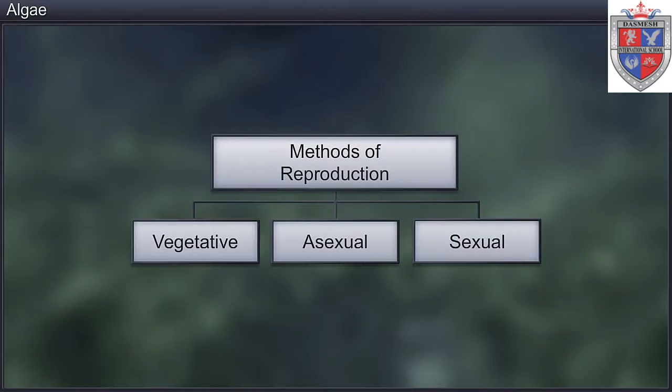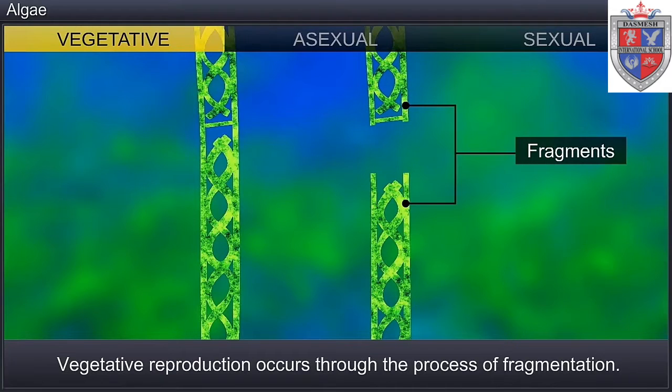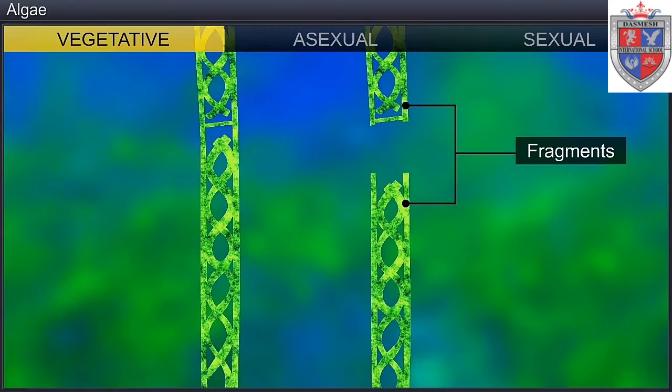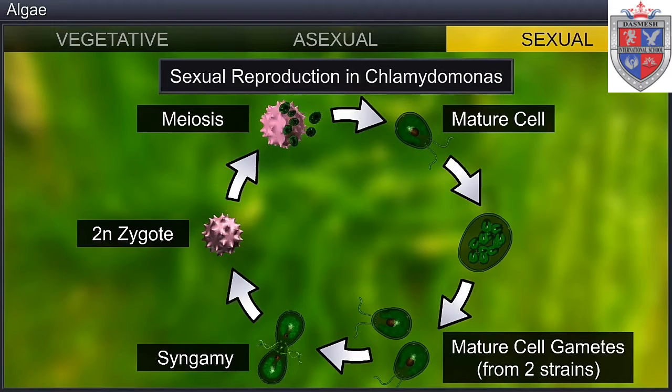The algae can reproduce by vegetative, asexual and sexual methods of reproduction. The vegetative reproduction occurs through the process of fragmentation, where each fragment converts into a thallus, while the asexual reproduction occurs through spores like zoospores. They are flagellated and germinate to form new plants. On the other hand, sexual reproduction occurs through the fusion of two gametes.